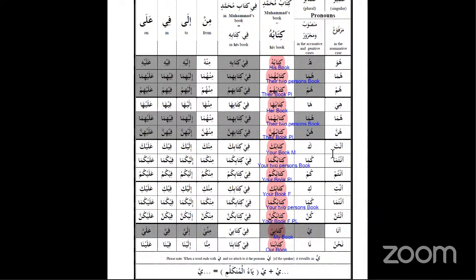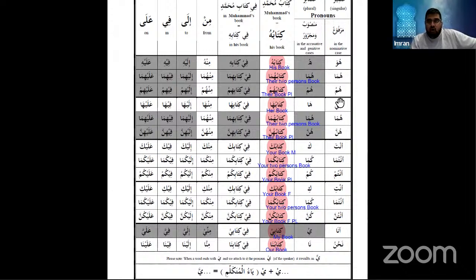Anta, kitabuka. So anta is for one male. Let me explain one thing. So huwa, huma, hum. Hiya, huma, hunna. Anta, antuma, antum. Anti, antuma, antunna. Ana, nahnu. These are the detached pronouns which represent people who are performing actions. Now, when you are going to attach any of these pronouns with any of the nouns, they are abbreviated, they are changed.